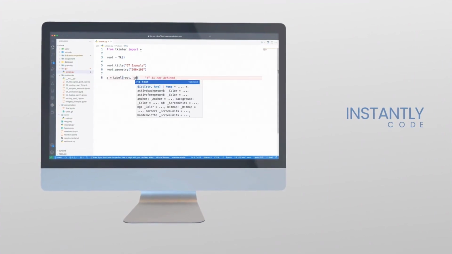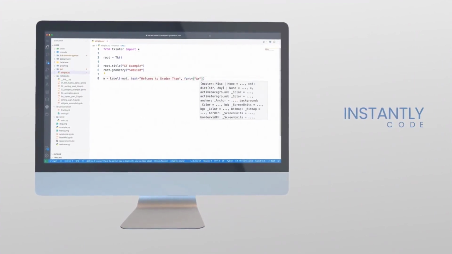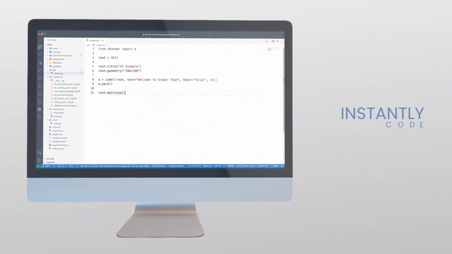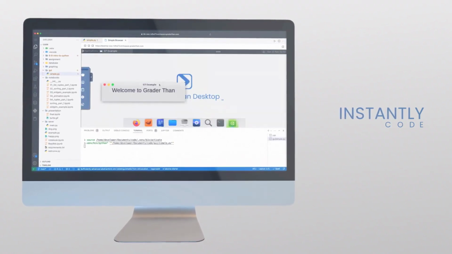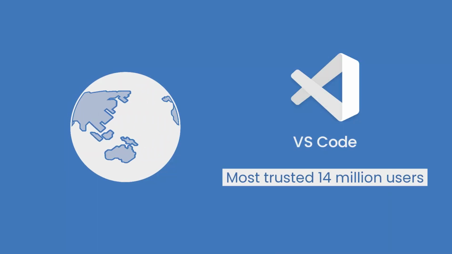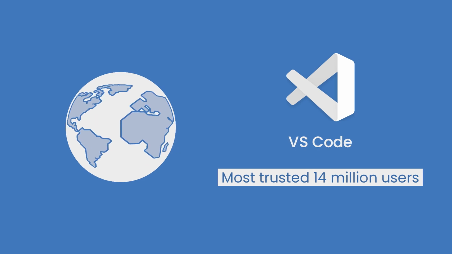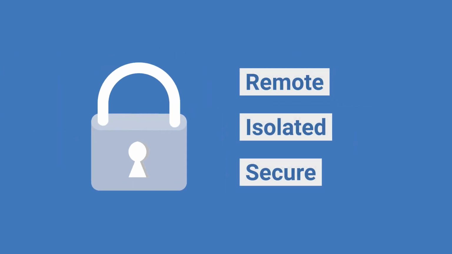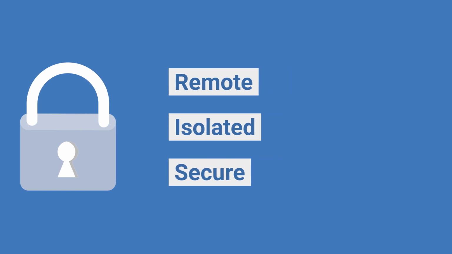Plus, students can start programming instantly in any language using our industry-standard browser-based VSCode development environment. VSCode is trusted by over 14 million developers worldwide. Security? No problem. Grader Than Workspaces are hosted remotely and isolated outside your institution's network.